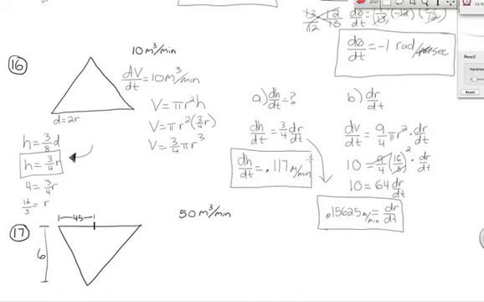Again, if that's a little bit weird for you, then don't worry about it. Go back to the original equation and replace the correct variable, leaving yourself only h's, so replace r, and then see if you get the same answer.